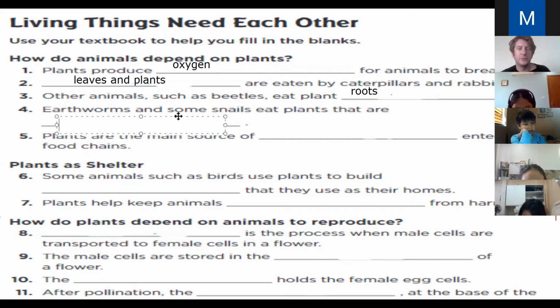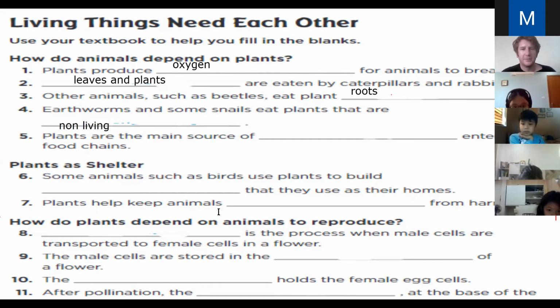So remember, earthworms are decomposers. They eat non-living plants and snails, okay? Non-living, because when they die, then earthworms eat them, okay? They don't eat the live ones, they eat the ones that are dead.